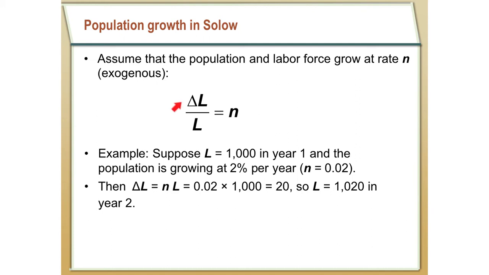But don't be confused by this delta L over L. This is just the formula for percent change. So n is a percentage. It's going to be entering into the model in the form of a small decimal, 0.01, 0.02, 0.03, something like that.